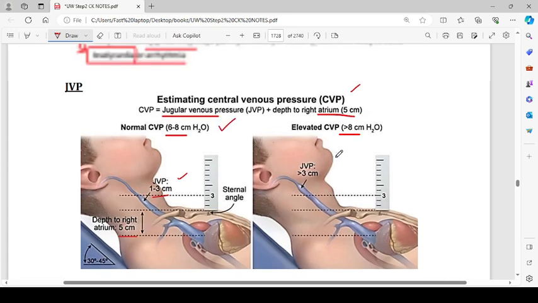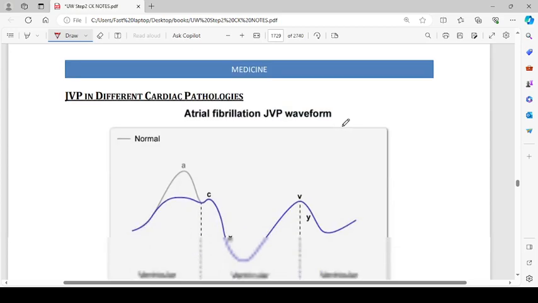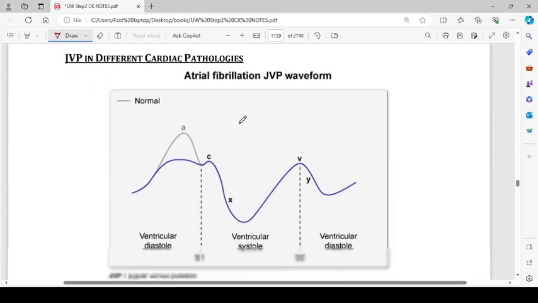And if it is elevated, more than 8 centimeters, that is the cutoff point, and if it is more than that, it is elevated central venous pressure. Jugular venous pressure in different cardiac pathologies.